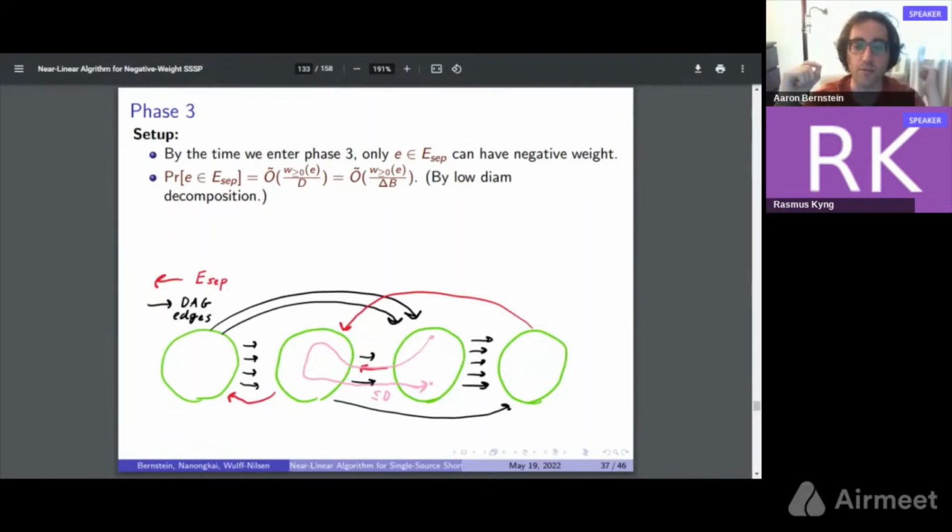In particular, I'm going to prove that in this graph, the number of negative edges on any shortest path is small, or on the average shortest path is small. And the reason is pretty intuitive, because at this stage, the only edges that can be negative are the red edges. But we know that every edge is a red separator edge with a small probability. And so on any given path in expectation, you're going to have few of these separator edges. And so you're going to have few negative edges. Okay, let's do that a bit more formally.